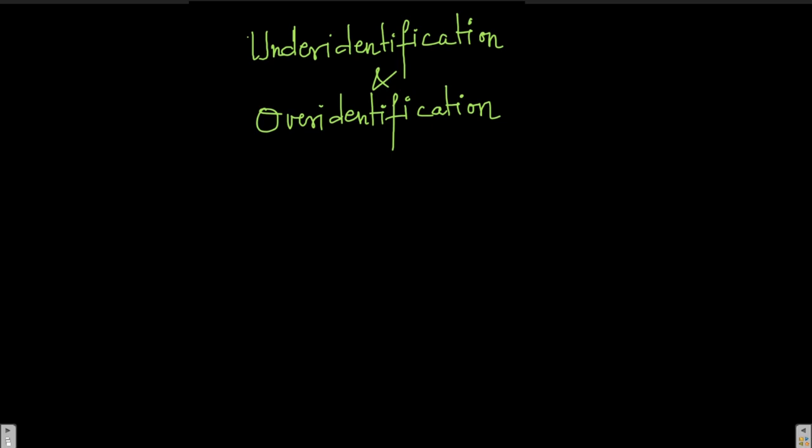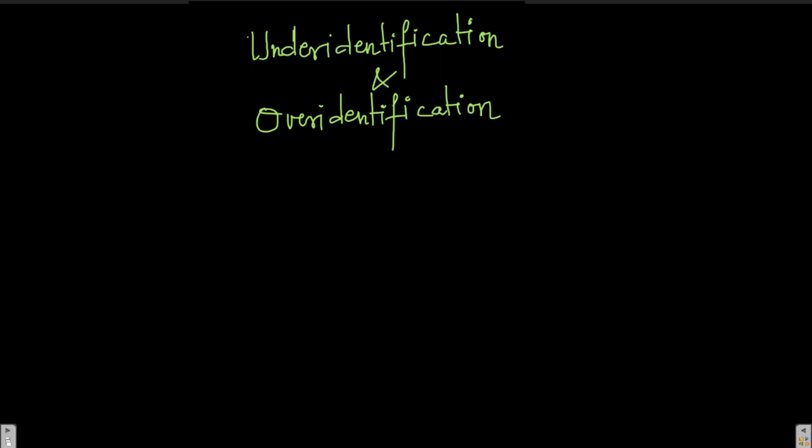Now, in this lecture, we are going to talk about another property of instrumental variable, and that is called identification property. Identification could be of three types. It could be over-identification, under-identification, and exact identification. Now, what I mean by all of this? Let's begin with the exact identification.